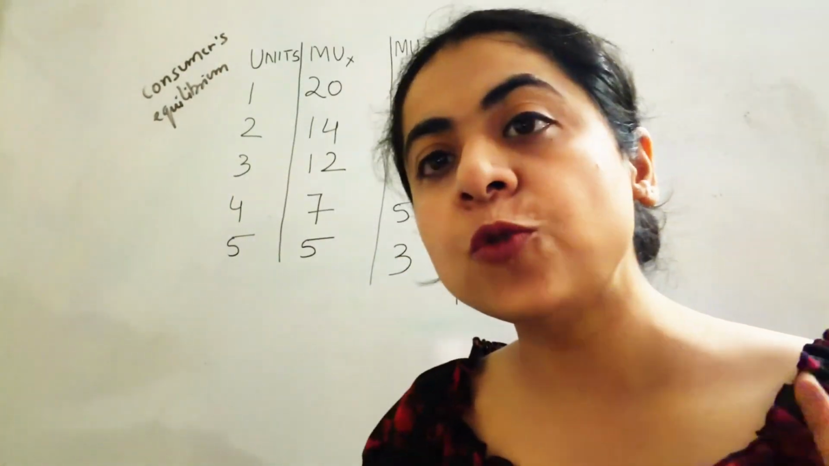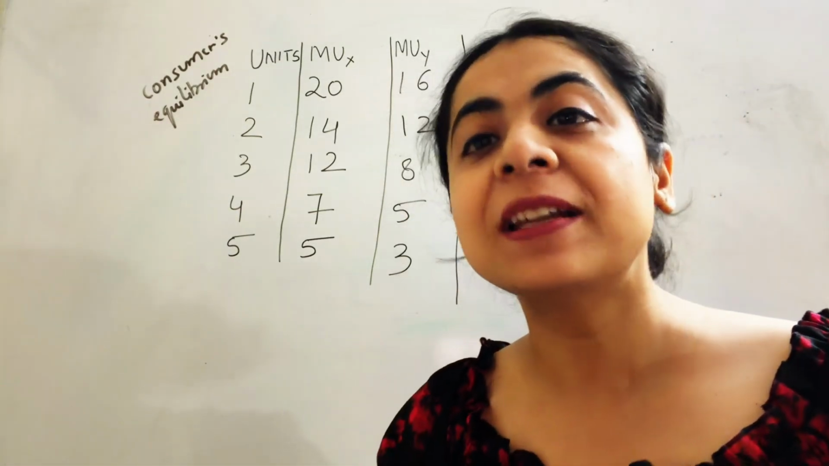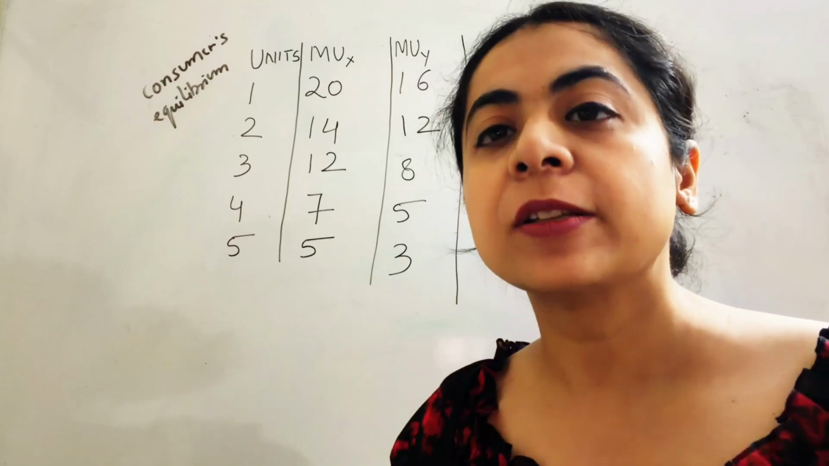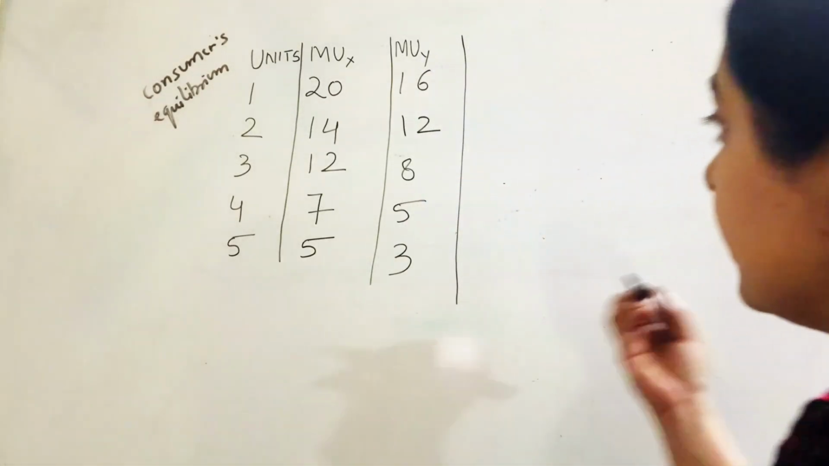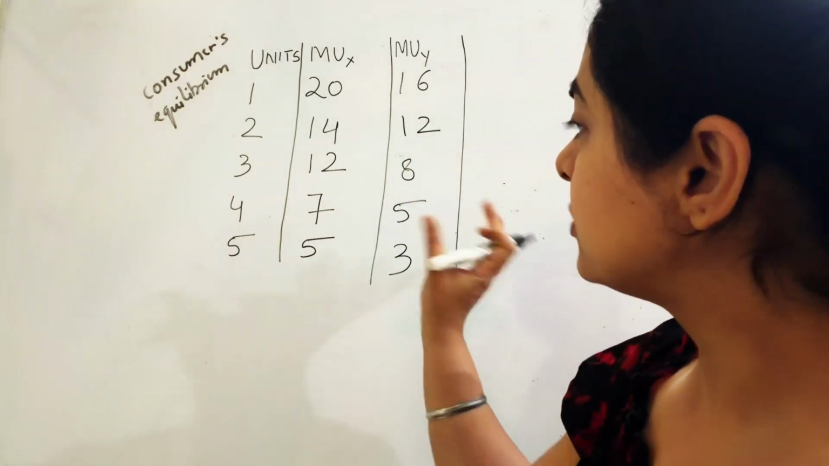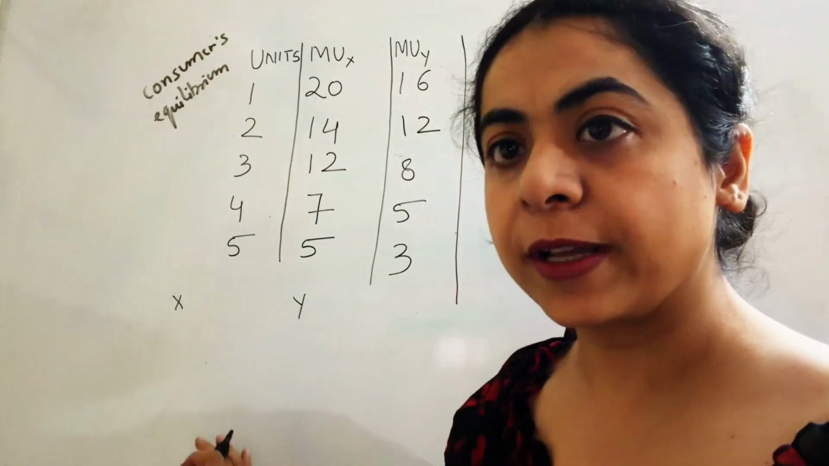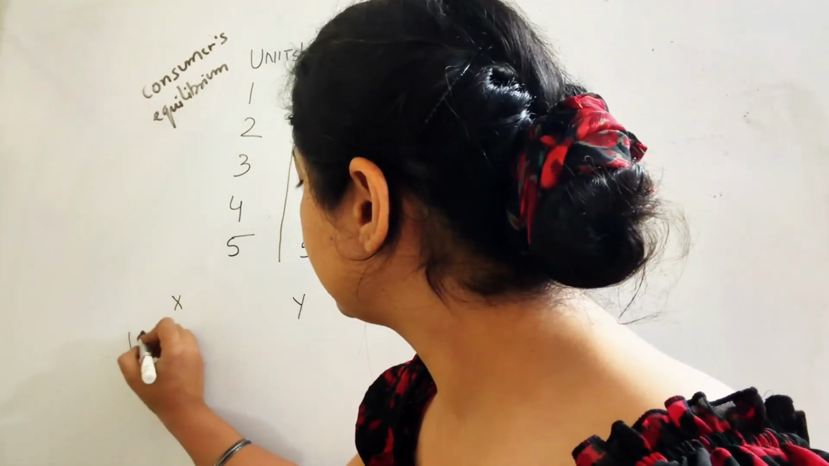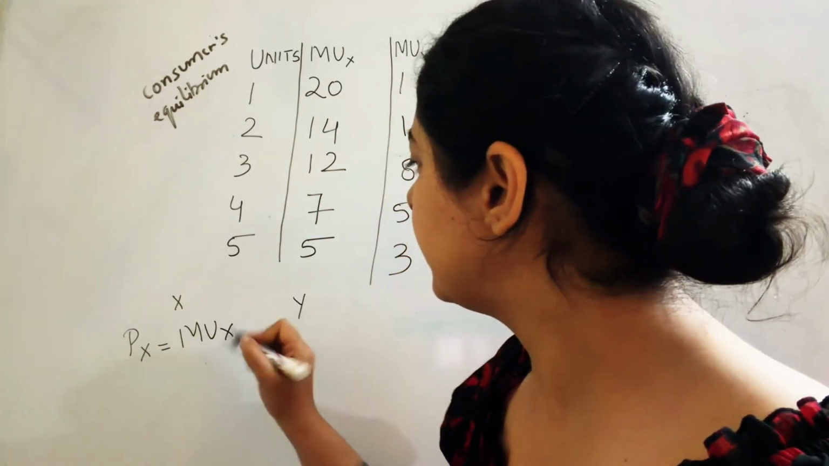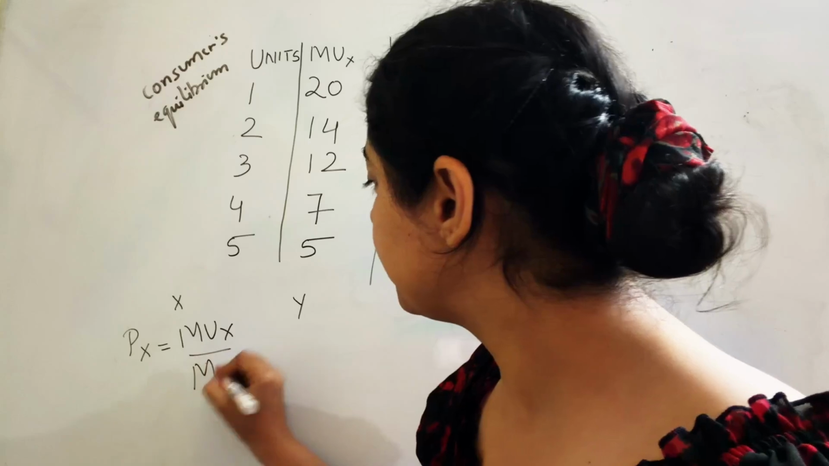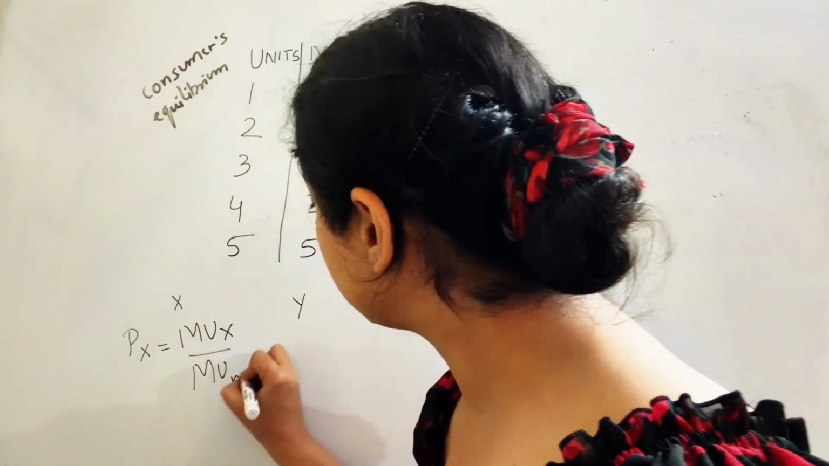Now here we have the two commodity case. Generally in real life, a consumer hardly consumes one good; he consumes more than one good. So we can call it the law of equi-marginal utility. In this case, if the consumer is consuming two goods, X and Y, for good X we can write the price of X and the marginal utility, and if we express it in monetary terms, as we have done in the one commodity case, we need to divide marginal utility of X by the marginal utility of money.